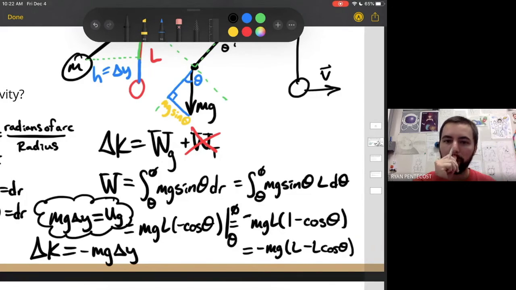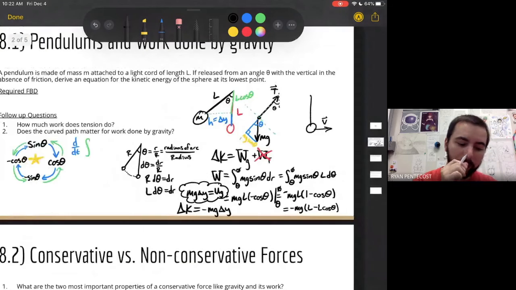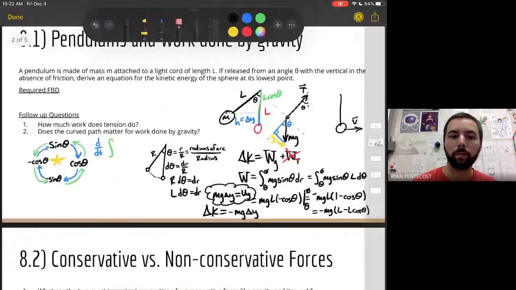So what this is showing us is that the gravitational potential energy of that pendulum at an angle theta, as it comes down to its lowest point, has converted all of that potential energy into kinetic energy. So we can see that there. That is what happens if we try to find the kinetic energy of the sphere at its lowest point. You're going to find that it's equal to your gravitational potential energy.